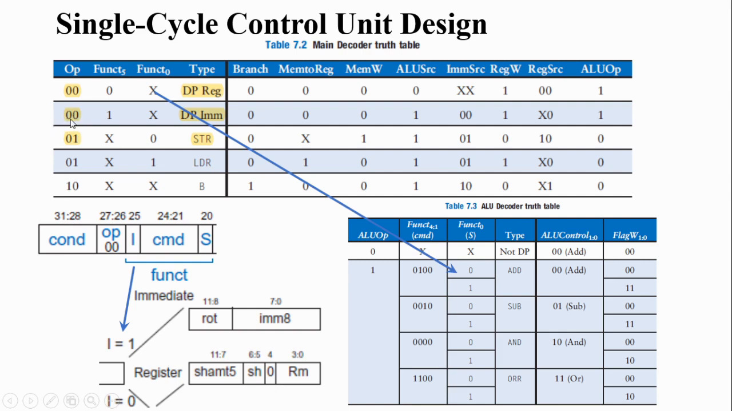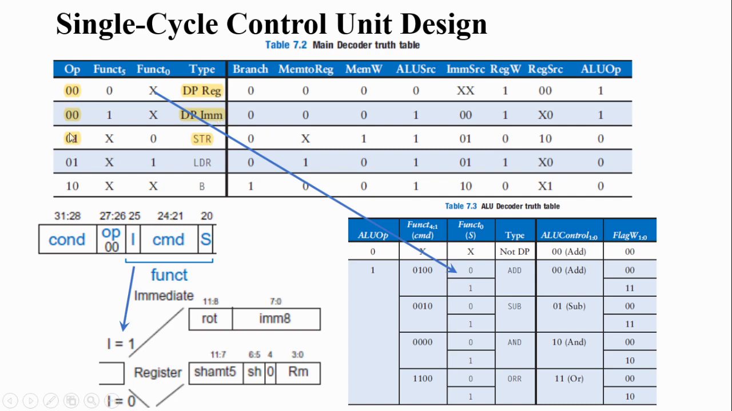Similarly, if the opcode field is 00 and the function field is 1, the fifth bit of the function field is used for selecting whether you are performing data processing with immediate addressing or register addressing. If the fifth bit of the function field is 0, that means you are performing register addressing. If the fifth bit is 1, that means you are performing immediate addressing. So if the opcode field is 00 and the function field's fifth bit, the immediate bit, is 1, then you will be performing data processing with immediate addressing, right?